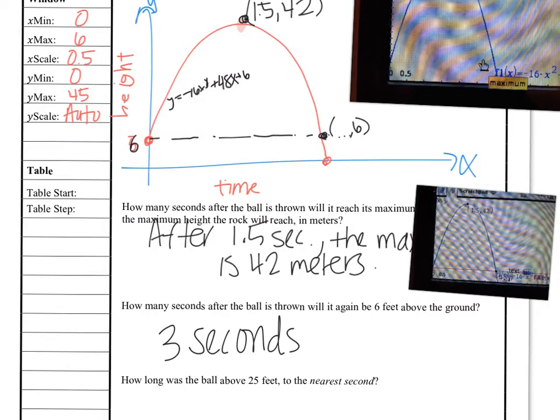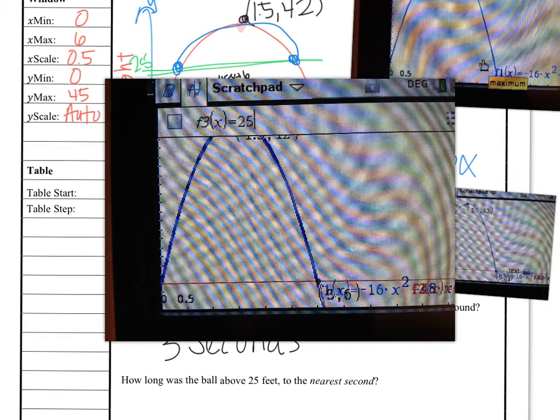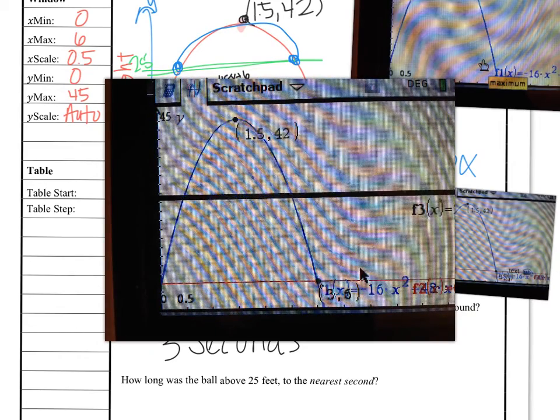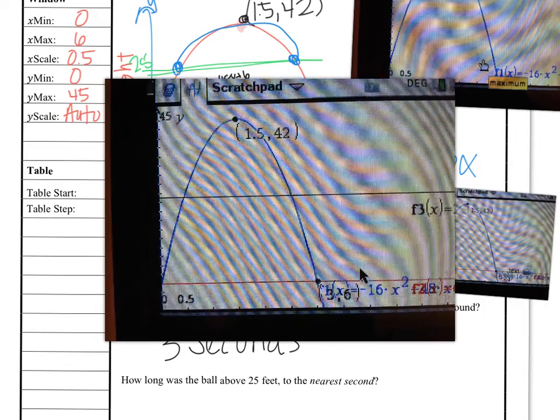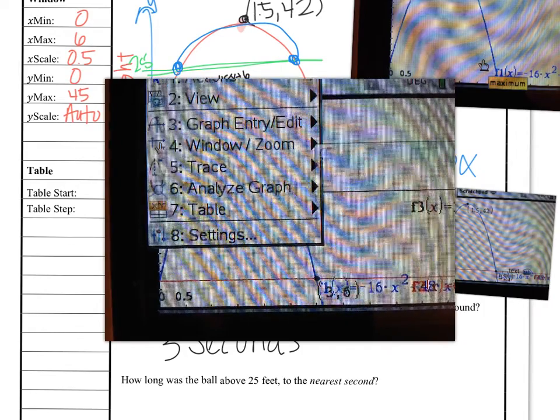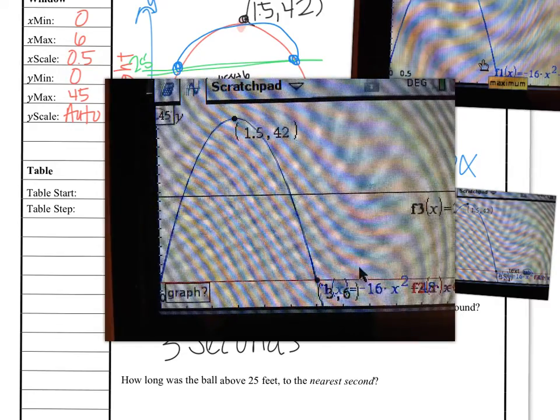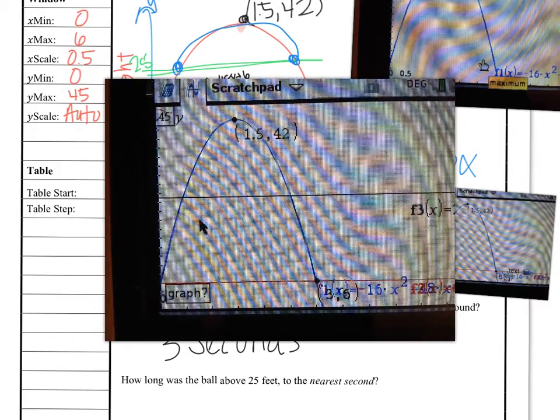And then our next question says, how long was the ball above 25 feet? So somewhere in here we have 25 feet. And I'm asked how long does it stay above 25? So from this point up and around until this point, meaning what are the time lengths that happens between? So I need to also graph y equals 25 in the calculator. The reason I want to graph y equals 25 instead of just looking at a table is because I need to round to the nearest second. And so I'll get a more accurate answer if I'm analyzing an intersection than if I were to look at the table.